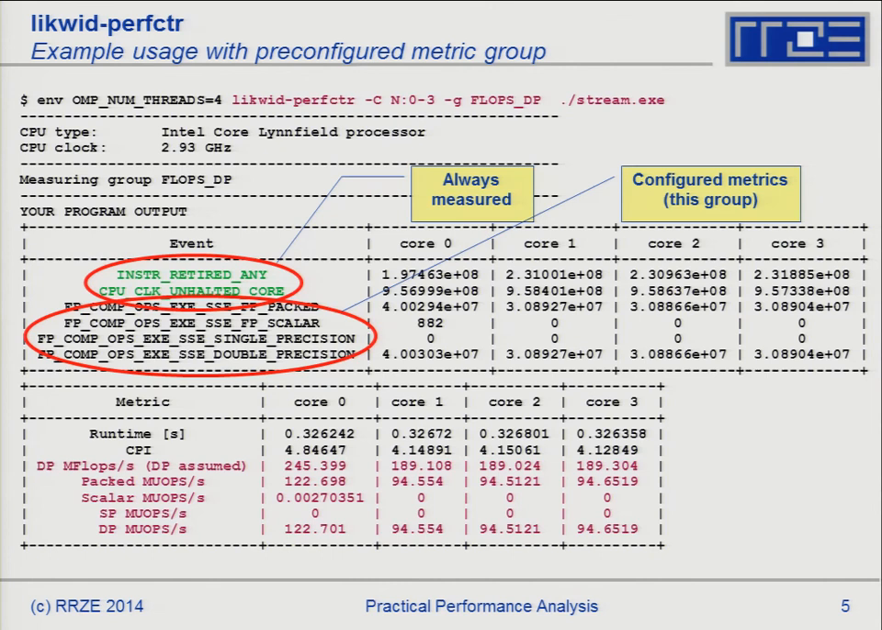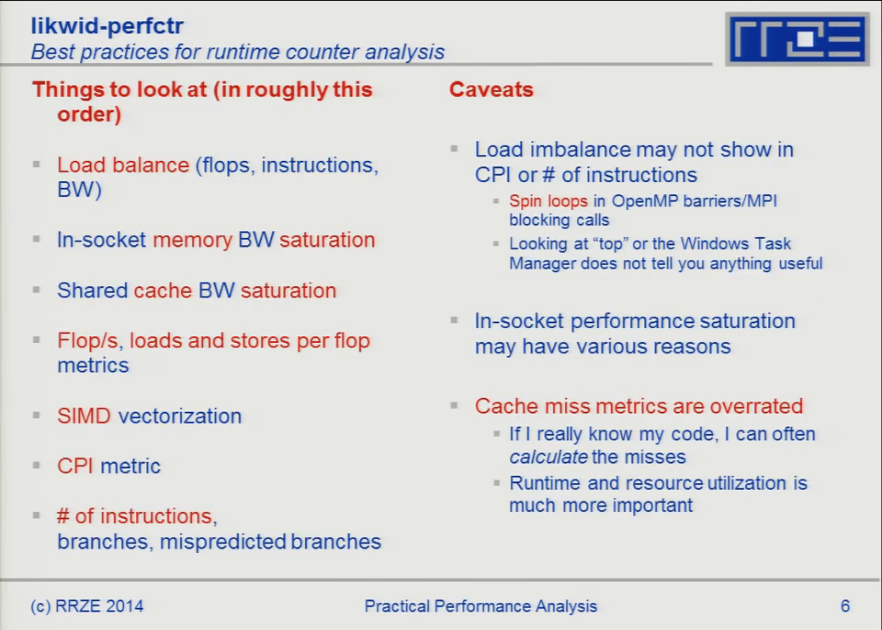Now, once you have such a tool, you want to know how to use it. Here we've put together on one slide a typical way how we think one should use such a tool and such metrics. On the left column, we see the things to look at, roughly in this order. And as you know, we're trying to think about execution in terms of bottlenecks. So the most important thing should be fixed first, and then we think about bottlenecks.